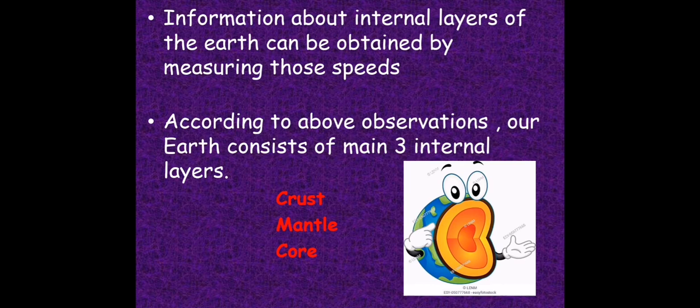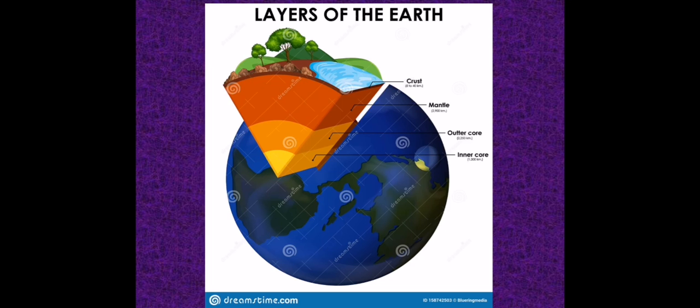According to above observations, our earth consists of three main internal layers. Outer layer is crust, middle layer is mantle, and the inner layer is core. So there are three main internal layers in our earth: crust, mantle, and core. Here you can see the three layers: crust, mantle, and core. In this diagram, core is divided into two parts as outer core and inner core.